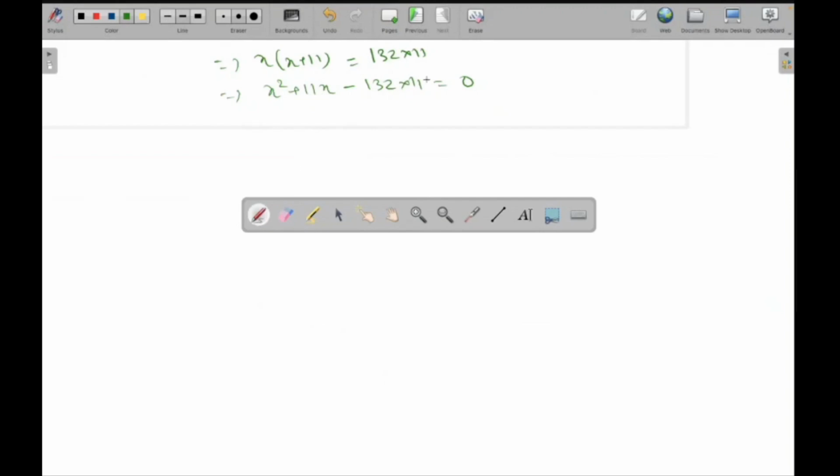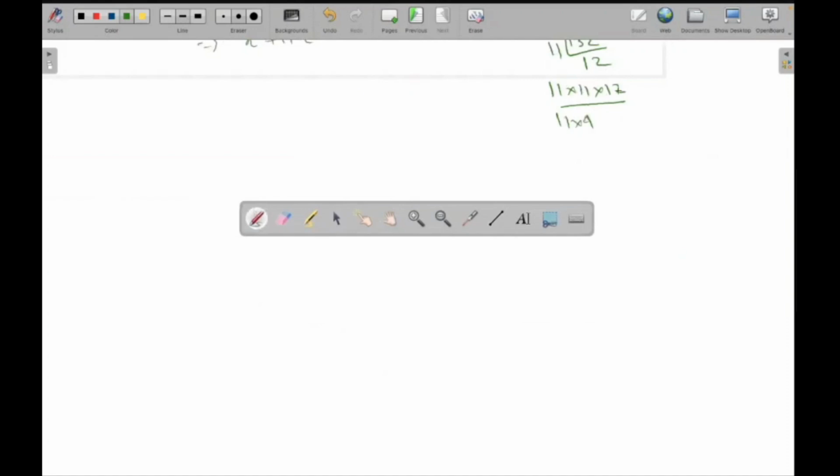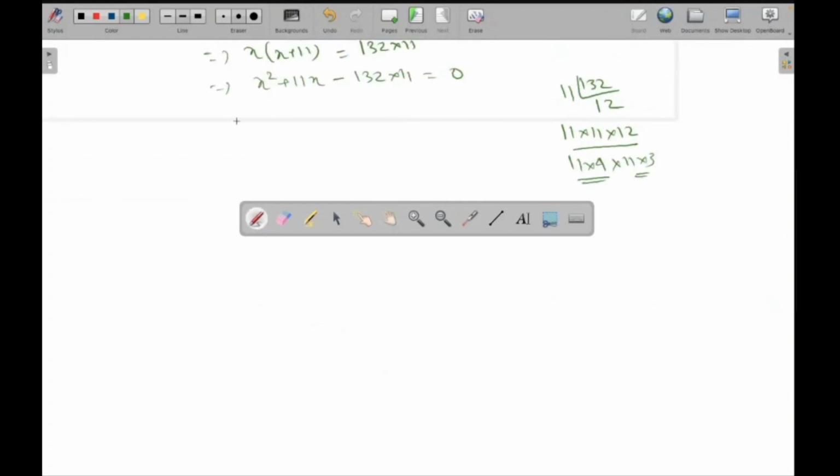Here we have 132 into 11. If you want to factorize 132 using 11, it is 11 into 12. So basically this 132 into 11 is 11 into 11 into 12. So what should be the two factors here? If I further split this, I can write it as 11 into 4 and 11 into 3. Now this 44 and 33, if I subtract, will be 11x. So I will write x square plus 44x minus 33x minus 132 into 11 equals 0.